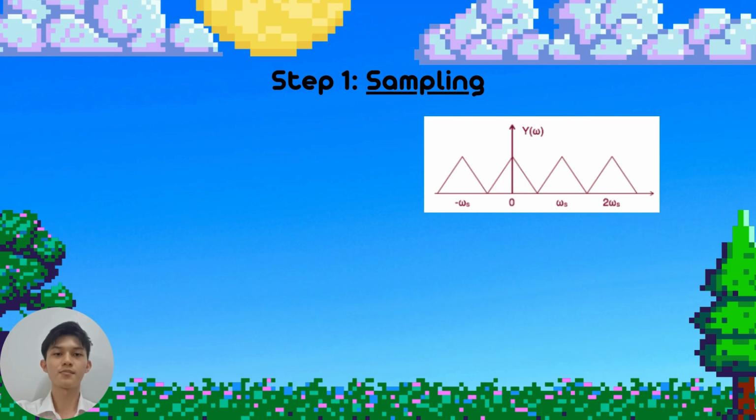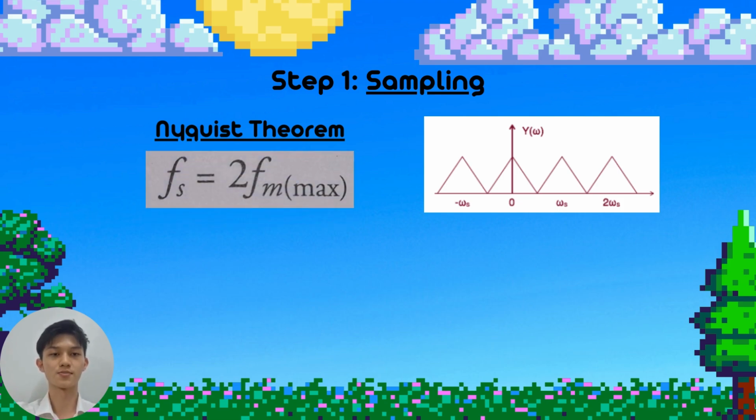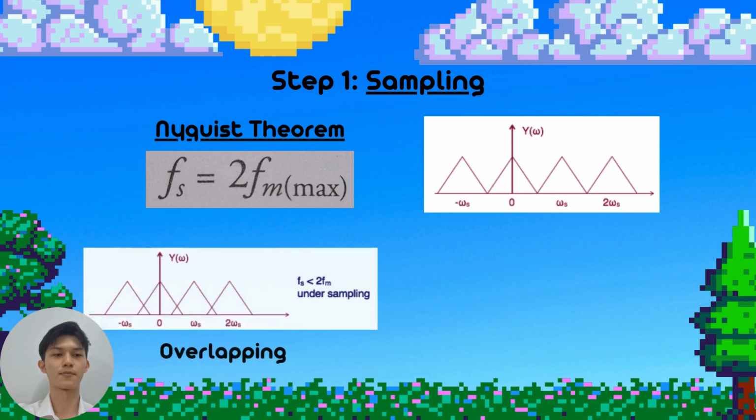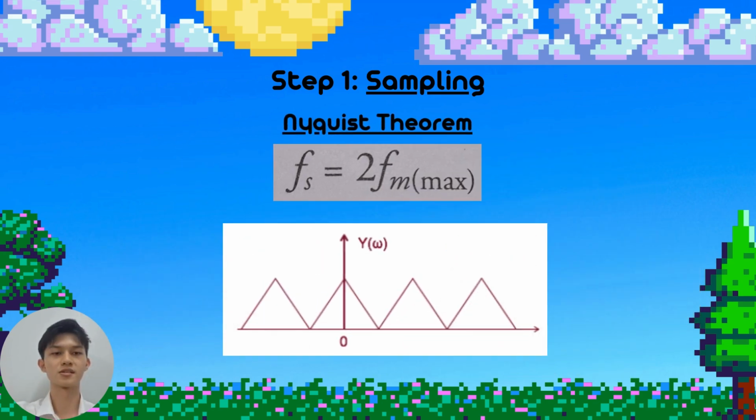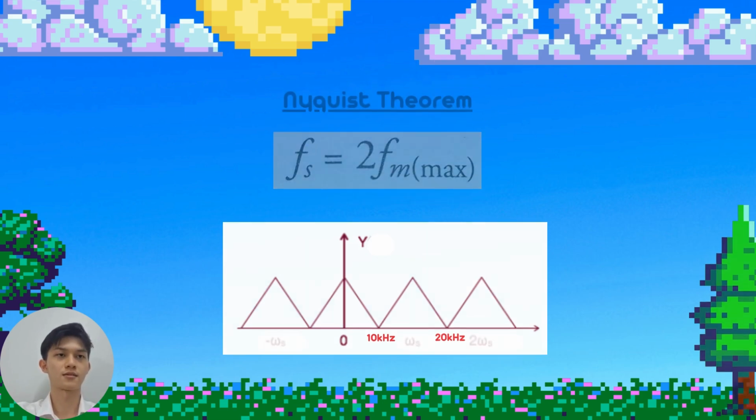Now, the sampling process strictly follows the Nyquist theorem, which states that the sampling frequency should always be greater than or equal to twice the maximum frequency of the information signal, to ensure that no overlapping occurs and no information is lost during the process. For instance, if a signal has a maximum frequency of 10,000 Hz, we must sample at a rate of at least 20,000 Hz to ensure accurate reconstruction.